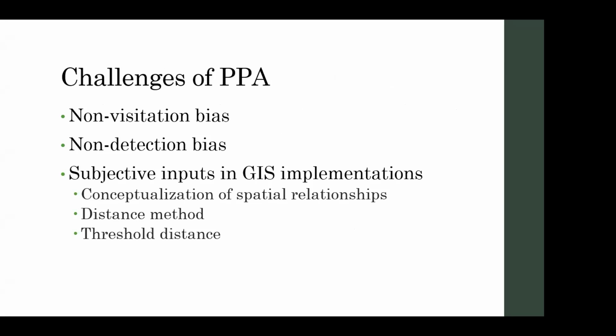Challenges of using point pattern analysis in the case of wildlife vehicle collisions is that it can fall prey to non-visitation or non-detection bias, where collisions within a study area are not picked up either because that specific location was not surveyed at the time the collision had taken place, or they were simply not detected, they weren't reported for various reasons. As well, in GIS implementations of point pattern analysis, the use of subjective inputs is often required, such as the conceptualization of spatial relationships, the distance method, and the threshold distance.